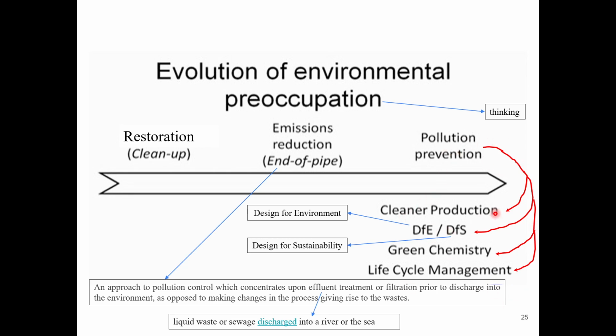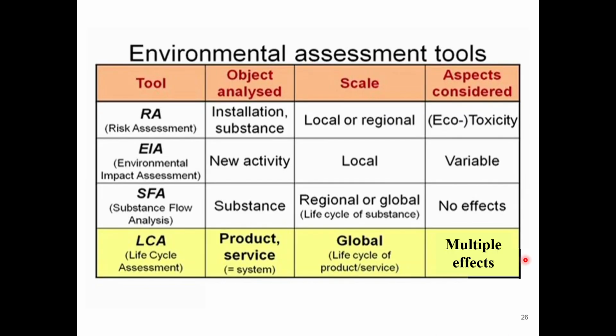One is through cleaner production. Second is through DFE and DFS. DFE stands for design for environment, DFS stands for design for sustainability. The third way is through green chemistry, adopting environment friendly practices in various domains where chemical reactions are involved, and finding environmentally friendly practices there. And fourth is through life cycle management, which we are basically studying. So these are some of the ways.